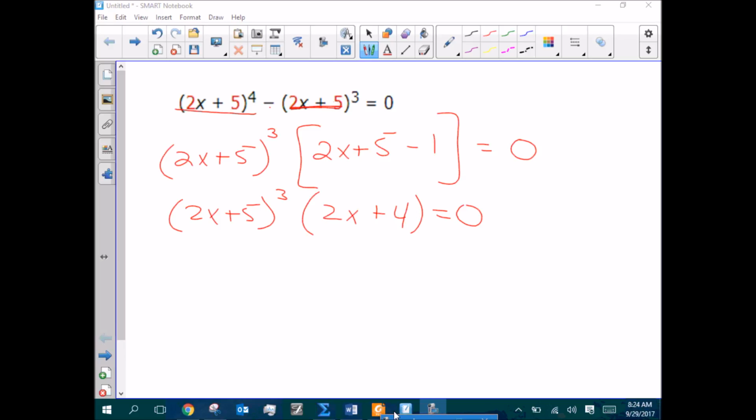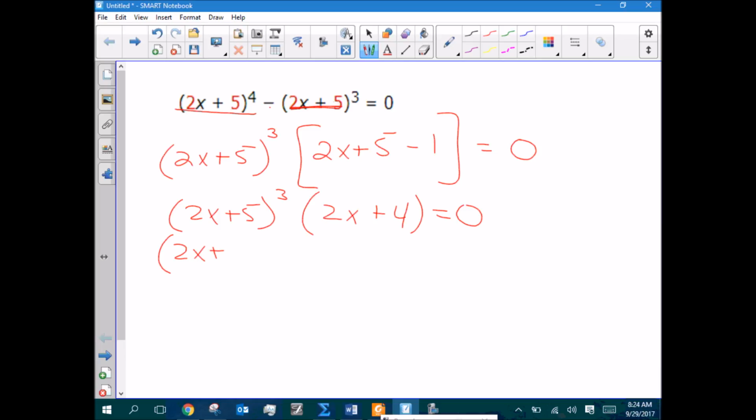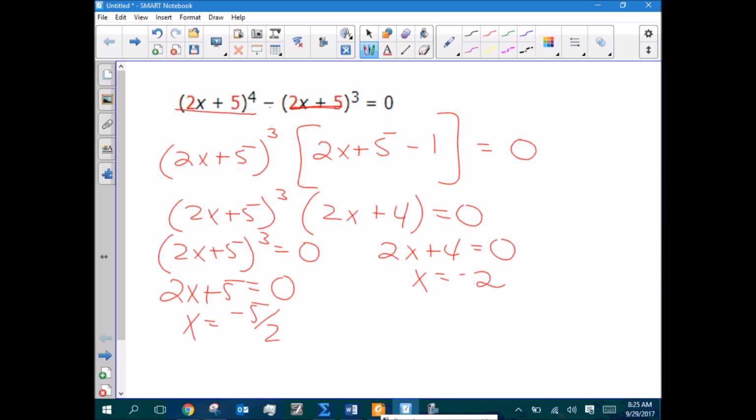If these two things multiply to 0, doesn't it make sense then that (2x+5)^3 is equal to 0, or 2x+4 is equal to 0? So this one gives x equals -2. Now this one, how do I solve it? What do I do first? Cube root both sides, right? So 2x+5, cube root of 0 is 0. A number I multiply by itself 3 times to get 0 is 0. So now can I solve for x? x ends up being -5/2.